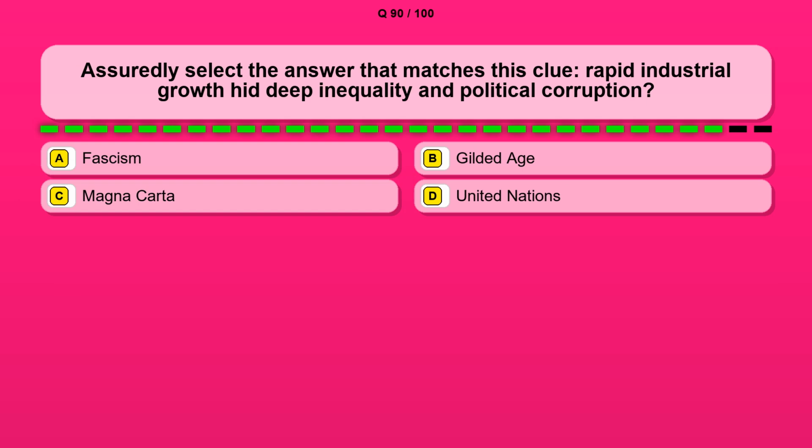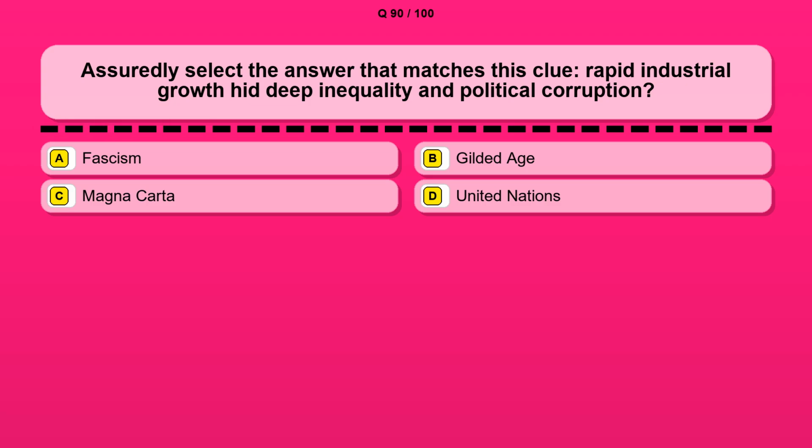Question 90. Assuredly select the answer that matches this clue. Rapid industrial growth hid deep inequality and political corruption. Option A, Fascism. Option B, Gilded Age. Option C, Magna Carta. Option D, United Nations.